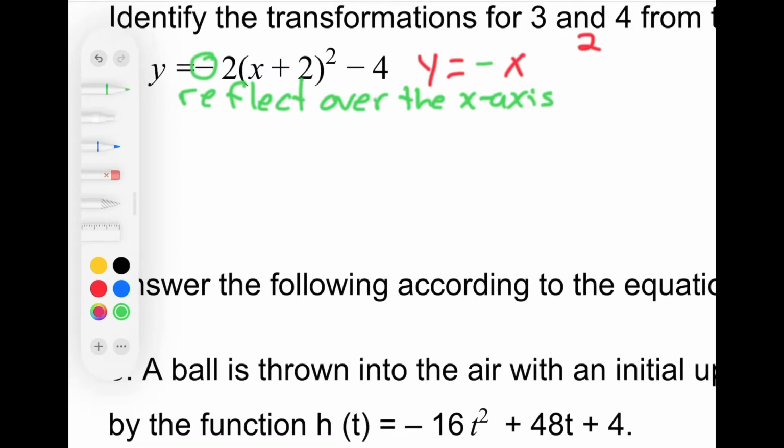Then, if we threw out a number that was greater than 1 out front, so let's say we multiplied it by 4, this would mean that we would have to stretch the parent function by 4.